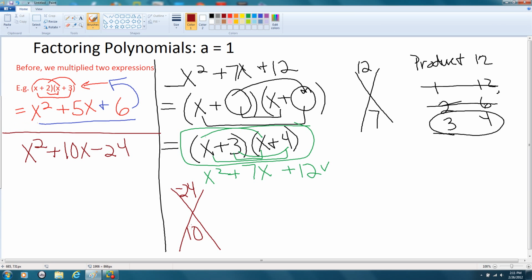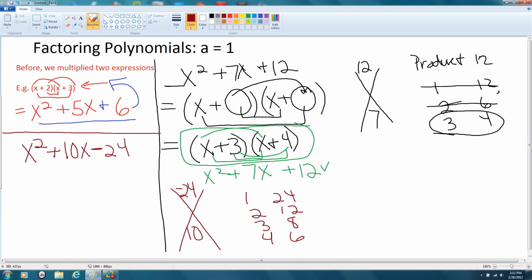Let's just forget the sign for right now, but we'll go 1 and 24, 2 and 12, 3 and 8, and 4 and 6. Now, one could be negative. As a matter of fact, we know one is going to have to be negative and the other positive because this last term here is negative. So negative 1 and 24, no.